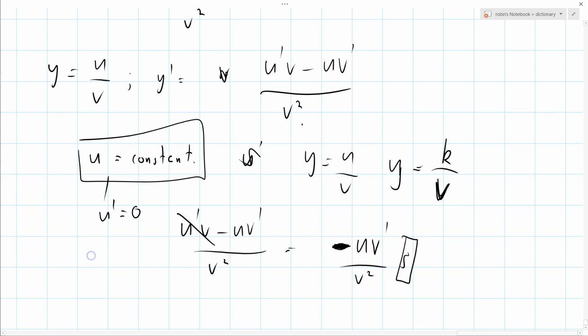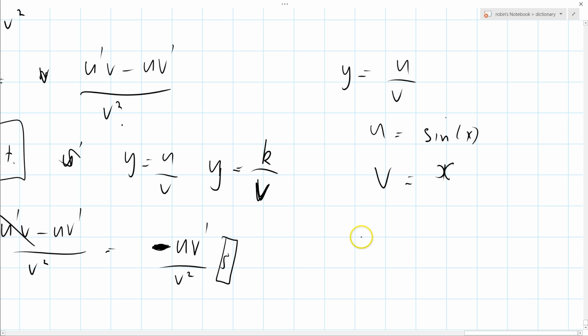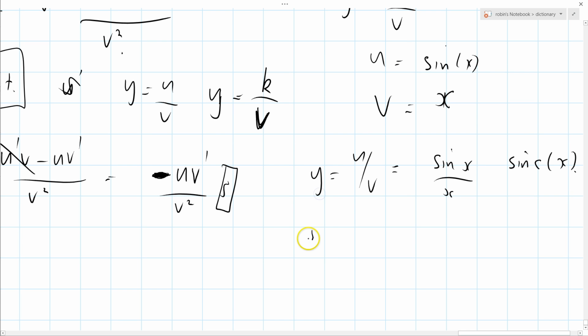Okay, I'm going to give you one example and then I'm going to call it a day. I'm going to say y equals u over v, where u equals, let's say, sine x, and v equals x. So u over v equals sine x over x. That's called the sinc function. So if y equals that, y dash equals, well, we'll just go through the formula.